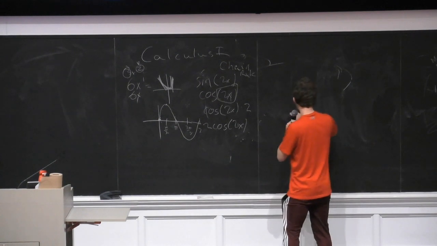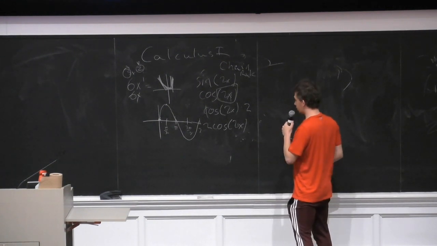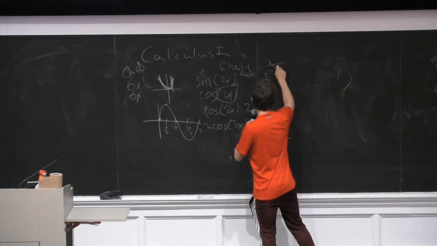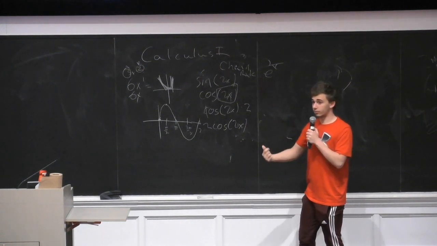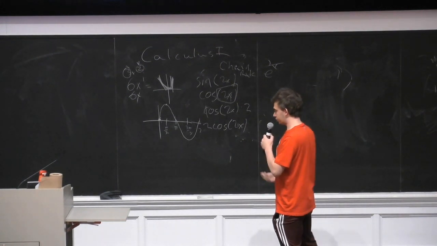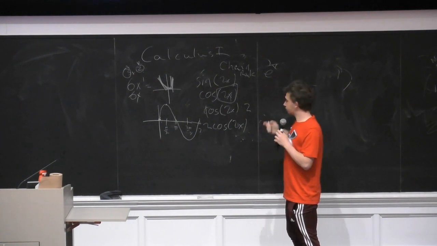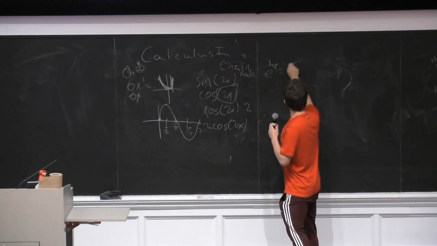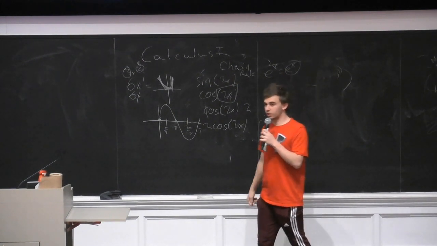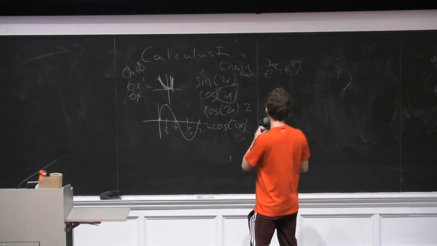To add, if you want to do another type of chain rule, you have e to the x. If you take the derivative of e to the x, this is another memorization, really no conceptual way of getting the derivative from it. The derivative of e to the x is just e to the x. That's another memorization, knowing that e to the x becomes e to the x.